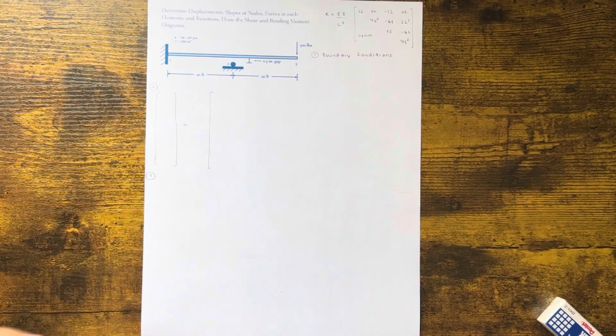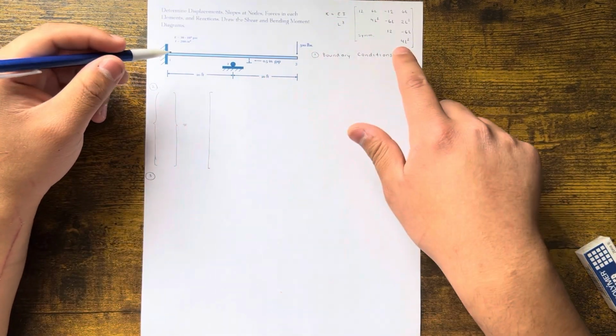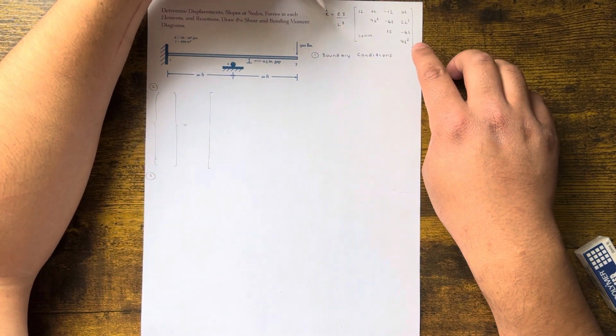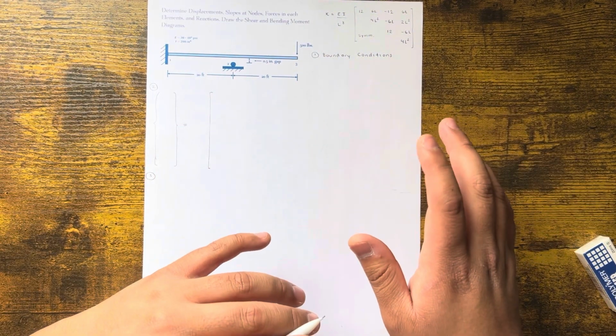All right, so we start with the stiffness matrix for every element. Every element is going to have a certain stiffness, and that's what this K matrix is telling us. This is just from the chapter itself. You should be able to get it from your professor's notes, all that good stuff.